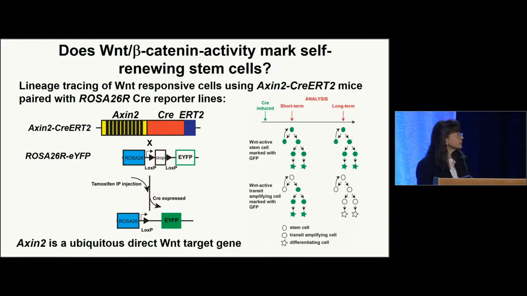So if stem cells are initially labeled by Wnt signaling, then we would expect after many cycles of tissue renewal that these tissues would remain labeled and that we would see continuous labeling of the stem cells and their progeny. Whereas if Wnt activity is confined to differentiating cells, we would expect this label to be lost.